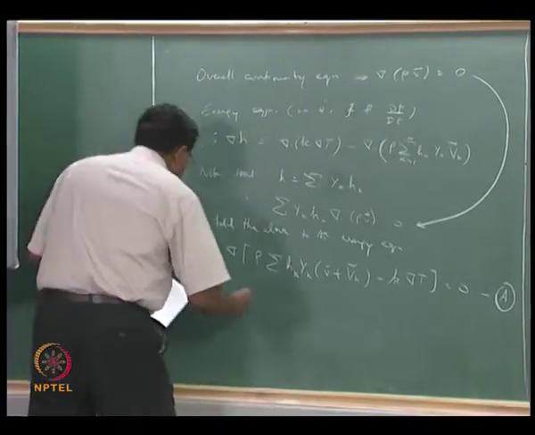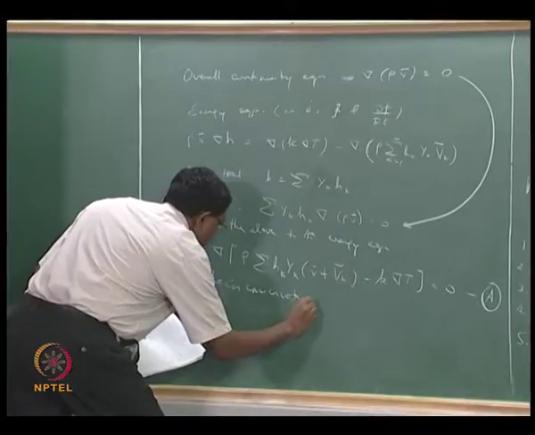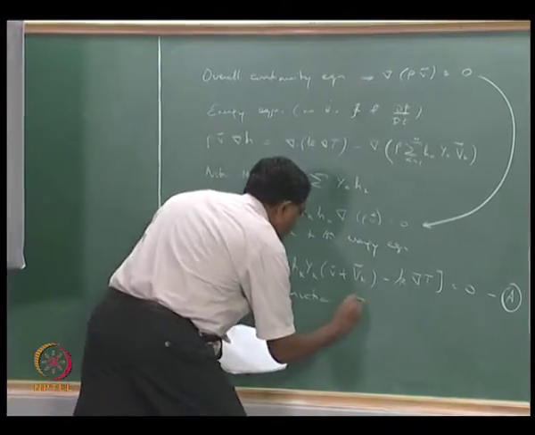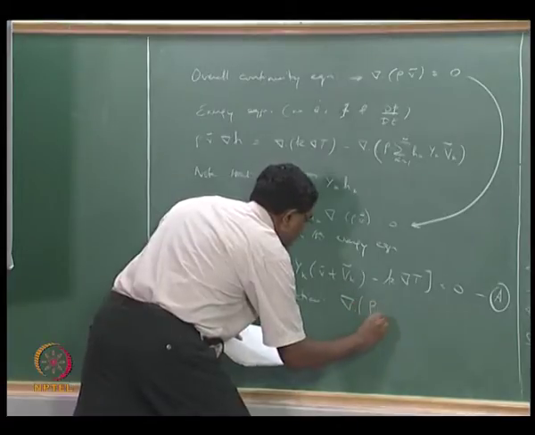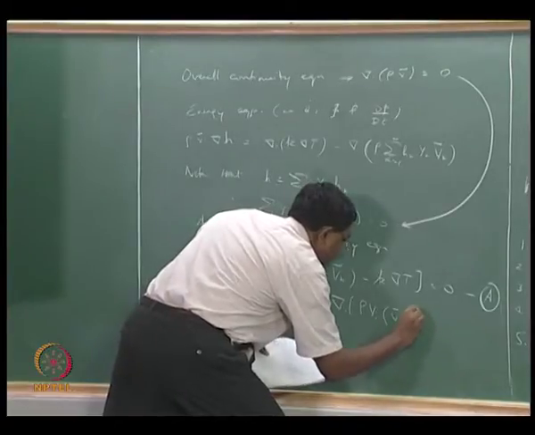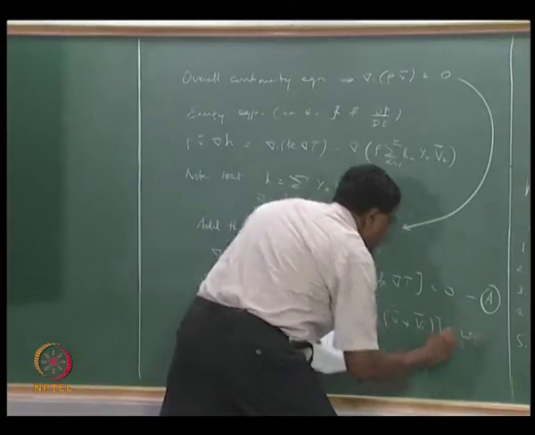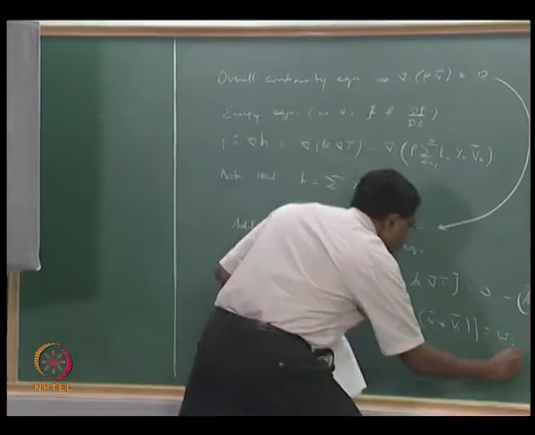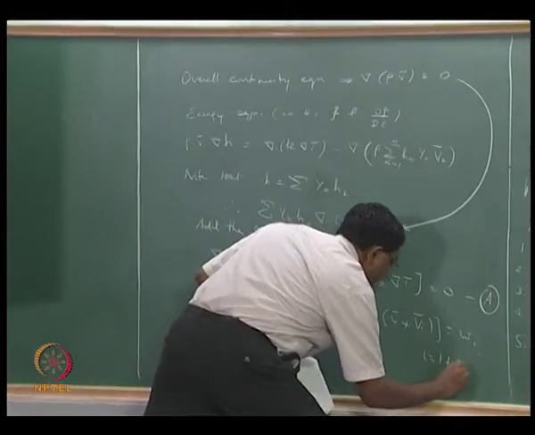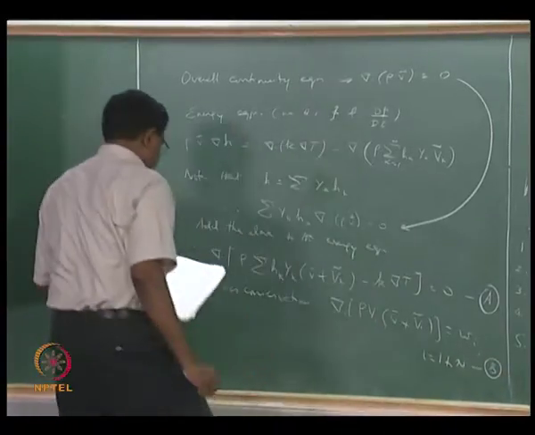So we now say species conservation can be written as divergence of rho Yi times (v plus capital Vi) equals wi, i equals 1 to n. Now let's just call this B. So what I'm basically saying, and I'll stop.